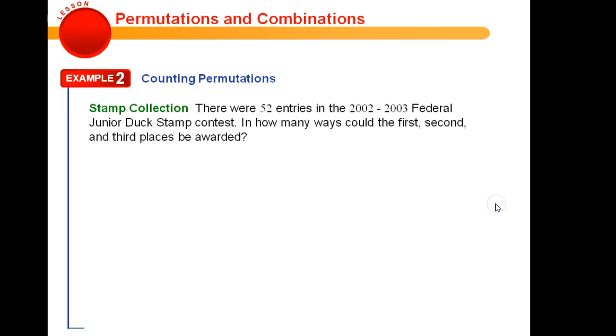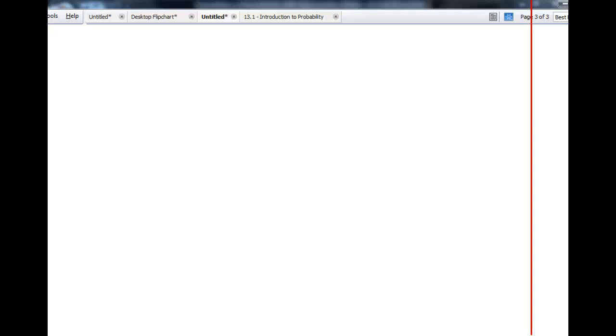So now we have another example. Stamp collection. Okay. Let's say there are 52 entries in the 2002 to 2003 Federal Junior Duck Stamp Contest. Random, okay? In how many ways could the first, second, and third places be awarded? All right, well, now I want you to try to solve this one and think about how many permutations we can get here. All right, so there were 52 entries, right? 52 entries. And we're going to find out how many different ways we can get first, second, and third, okay?